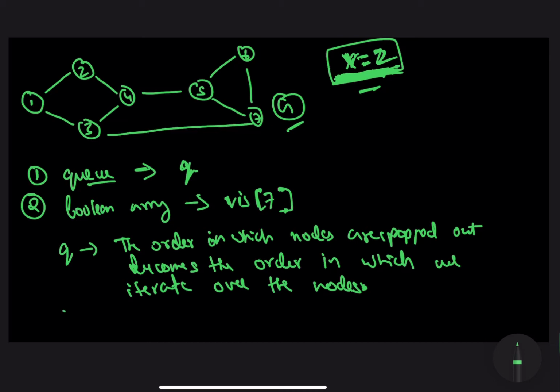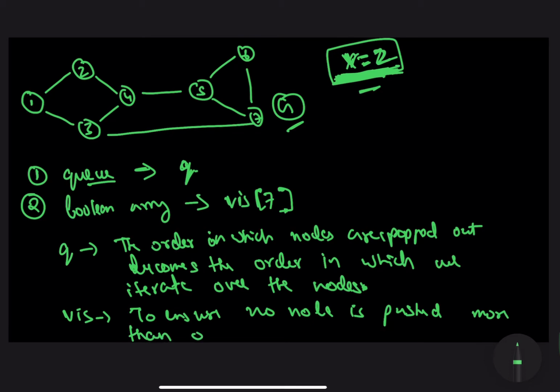Now the importance of this visited array is to ensure that no node is pushed more than once into the queue. This will also help us maintain the time complexity of the BFS.